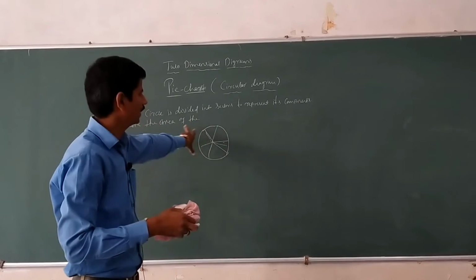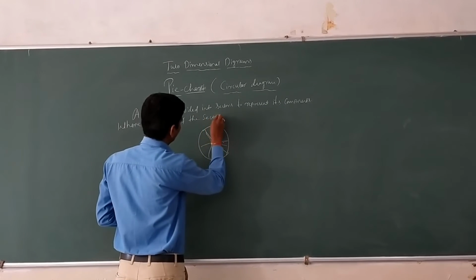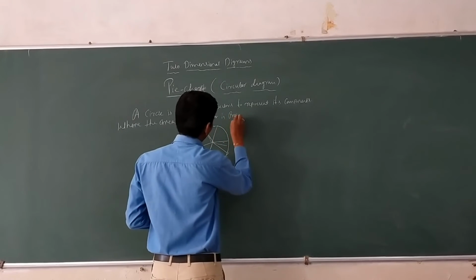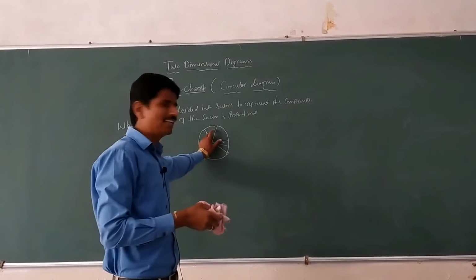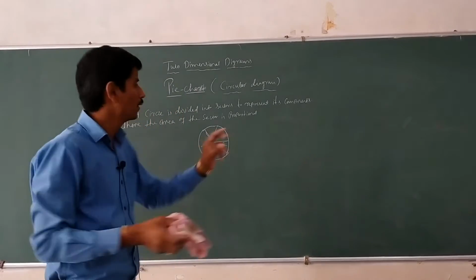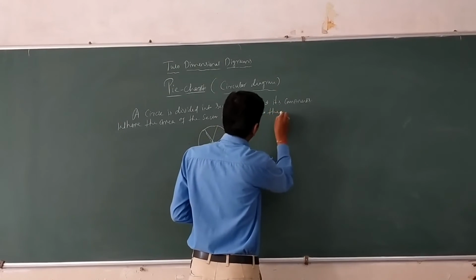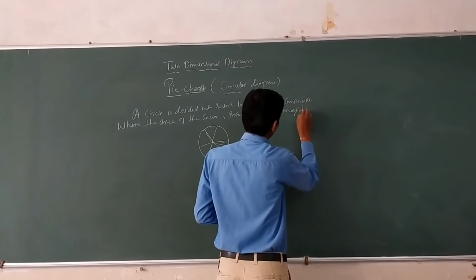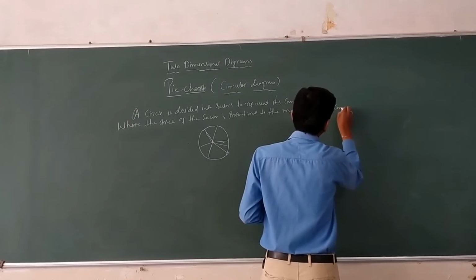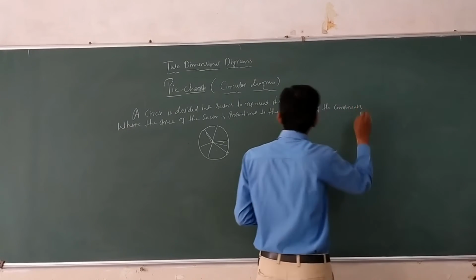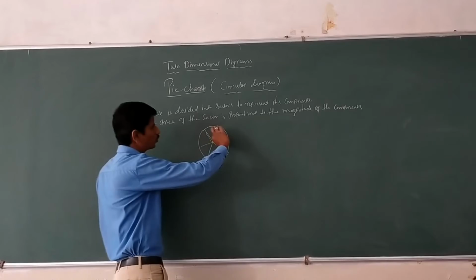See here, it is a circle. The area of the sector is proportional to the magnitude of the components. The area of the sector is proportional to the magnitude of the components.